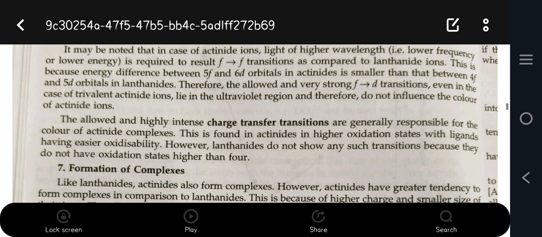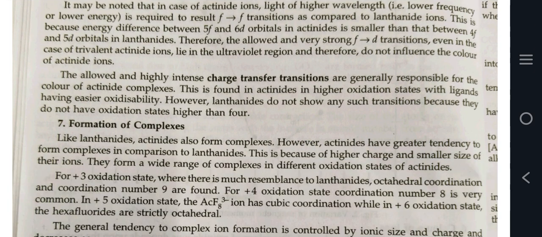The allowed and highly intense charge transfer transitions are generally responsible for the color of actinide complexes. This is found in actinides in higher oxidation state with ligands having easier oxidability. However, lanthanides do not show such transitions because they do not have oxidation state higher than 4.